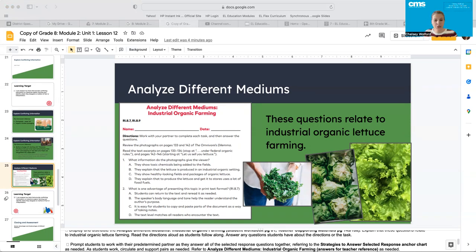All right, guys. So number 1 says, what information do the photographs give the viewer? So you were supposed to read the text excerpts on pages 133 through 134 and pages 142 through 146. You should have said, C, they show healthy looking fields and packages of organic lettuce. Number 2 says, what is one advantage of presenting this topic in print text format? You guys should have chosen A, students can return to the text and reread it as needed. And then number 3 says, what is one disadvantage of presenting this topic in a photograph? You should have said B, it gives an incomplete understanding to a viewer about the topic of industrial organic farming.